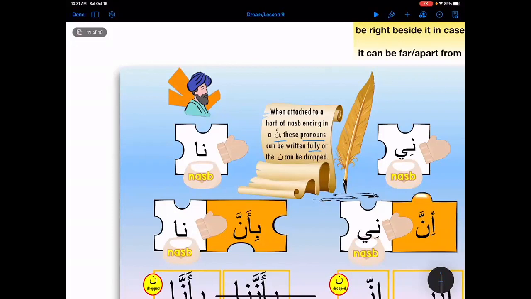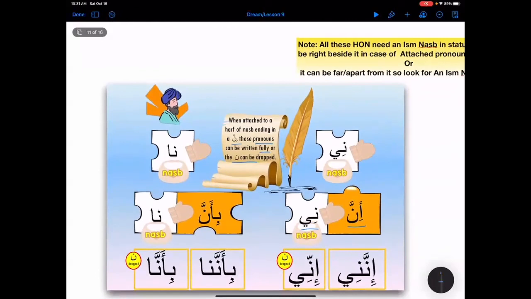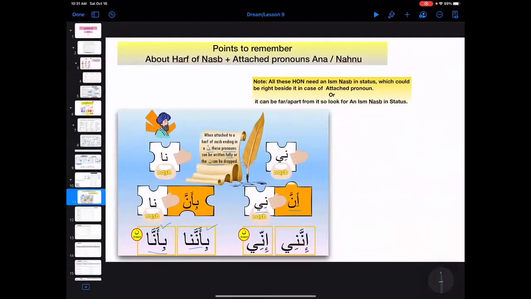Or we can drop the noon. So both ways are fine. So inna and then ni, it could be innani or inni. And the same thing with bi anna and na with nahnu: it could be bi annana or bi anna. So the noon is dropped over here, and over here we have all these noons together. Okay, so if you see it in Quran Pak, you should know what's going on here.